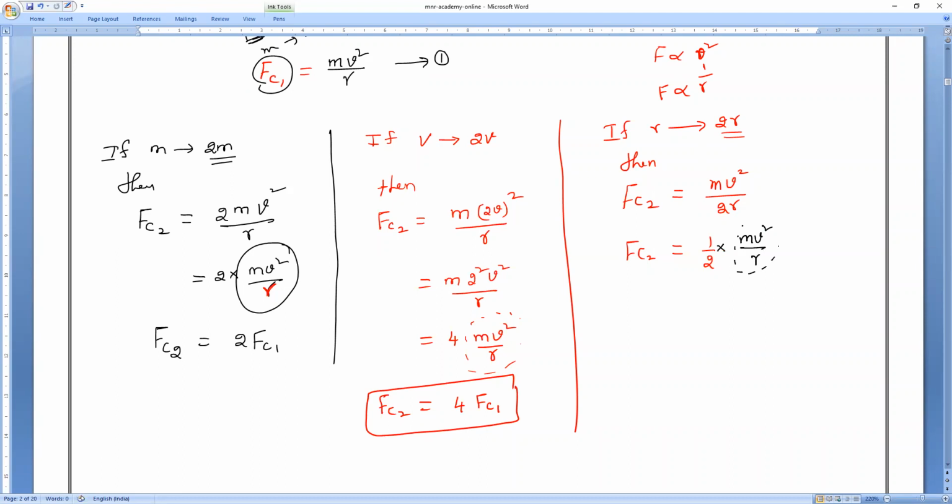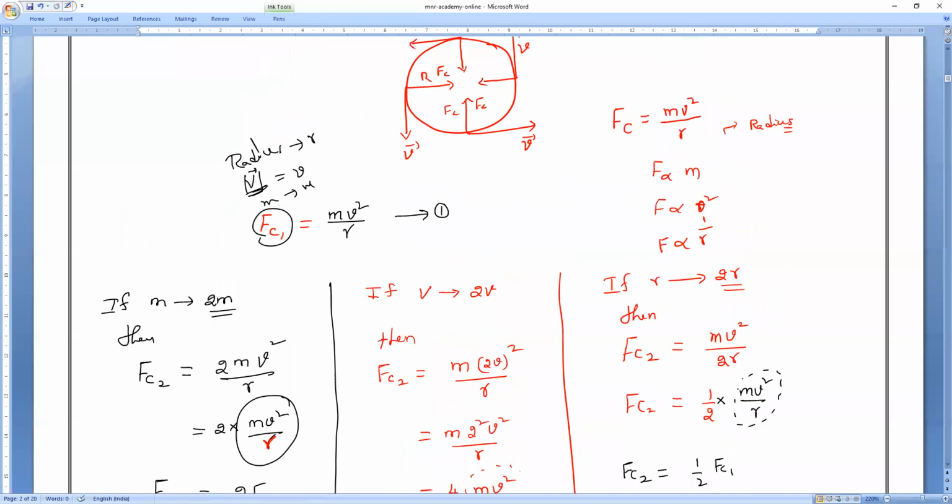So mv square divided by r is equal to what? The original centripetal force. So the new centripetal force is half of the original initial centripetal force. Am I right or wrong? Everybody? Yes.